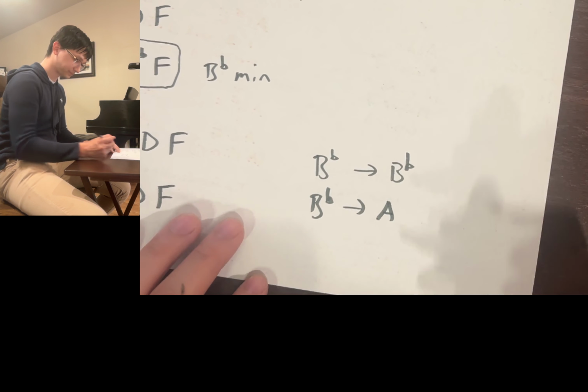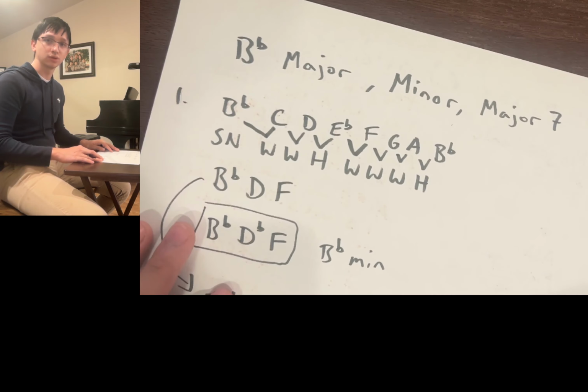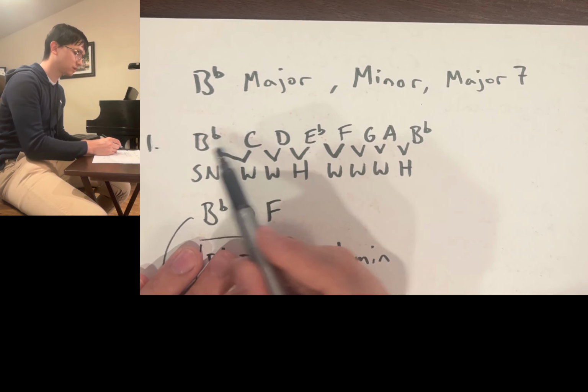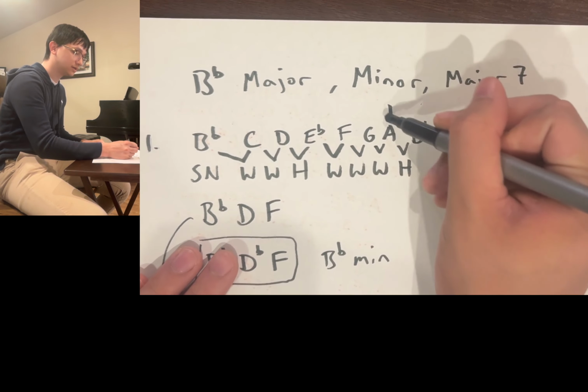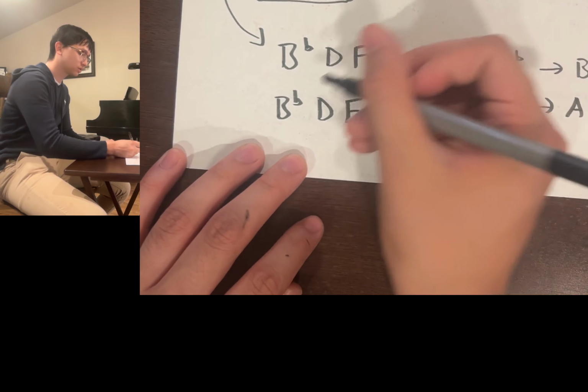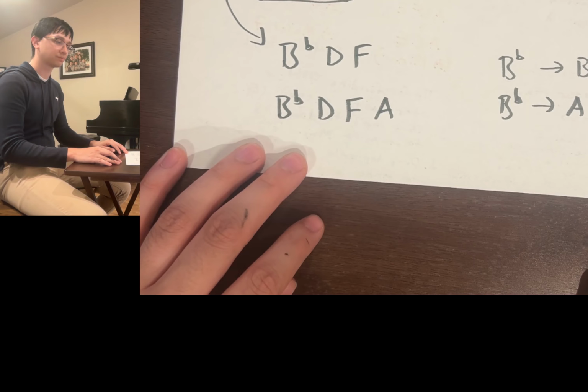Now, this is the shortcut if you didn't already figure out the entire scale. But if you really wanted the major seventh, you could also just look at the major scale that you created at the very beginning. The seventh note here is an A. So a B flat major 7 chord is B flat, D, F, and then A on top.